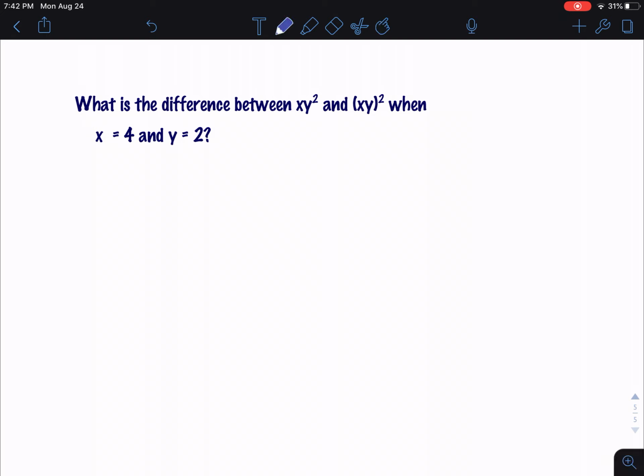Lastly, we're going to talk about the importance of parentheses within an algebraic or numerical expression. The parentheses are very important. They act as a grouping mechanism. So in the first xy squared, the only piece in this algebraic expression that is being squared is the y. So if we replace the x and y values with 4 and 2, this will result in 4 times 2 squared.